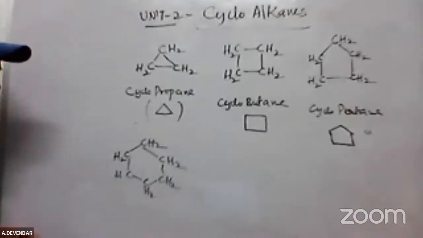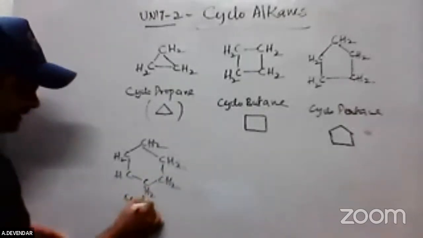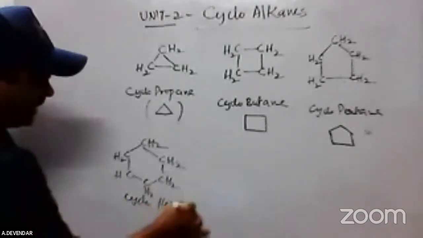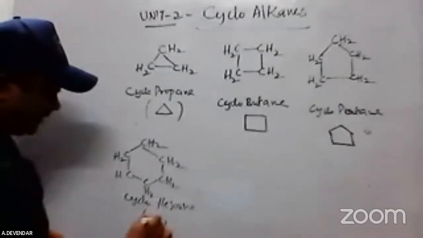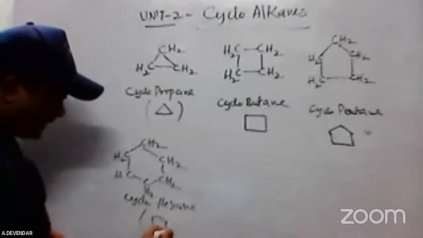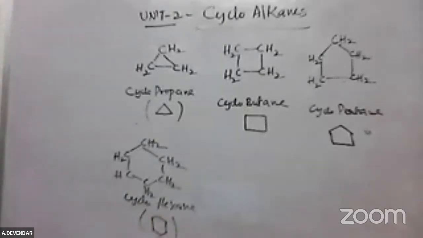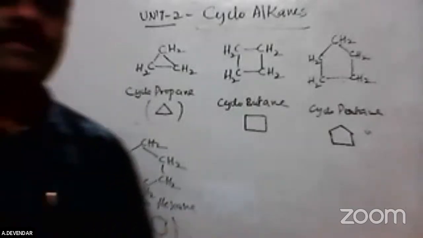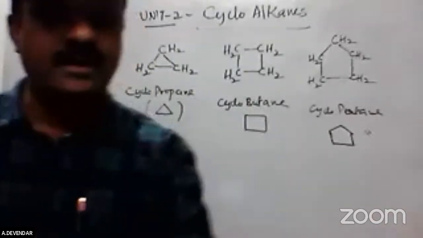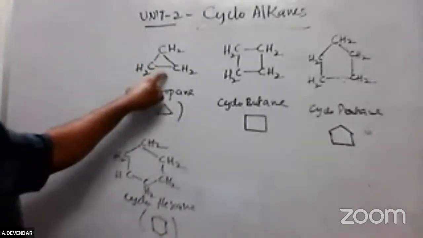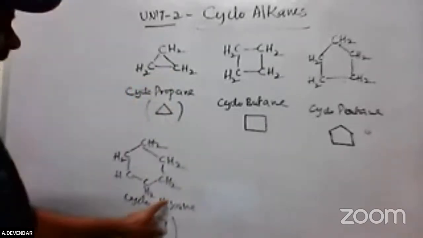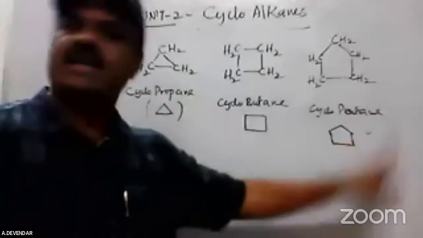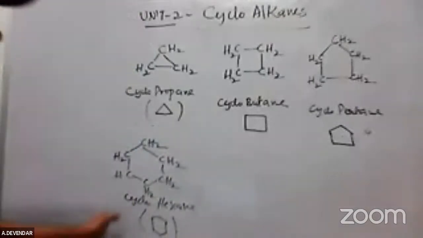See, this is cyclohexane, cycloheptane, cyclooctane, whatever you want. This is the structure you can represent. These are all called cycloalkanes. So please remember the cycloalkanes from the starting point. The first family member is cyclopropane, then cyclobutane, cyclopentane, cyclohexane, cycloheptane, cyclooctane, cyclononane, whatever you want. Here, this is a number.